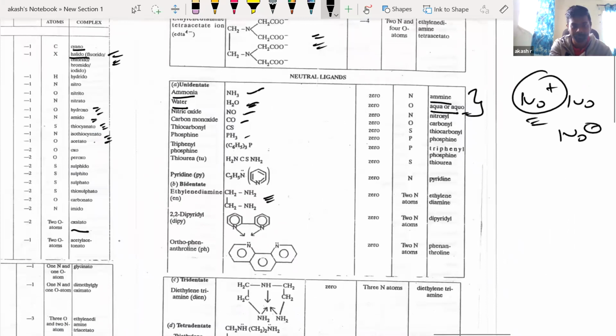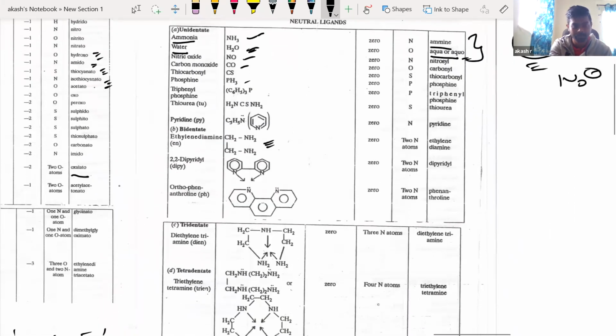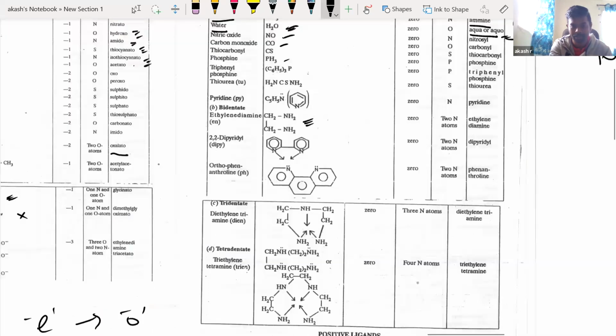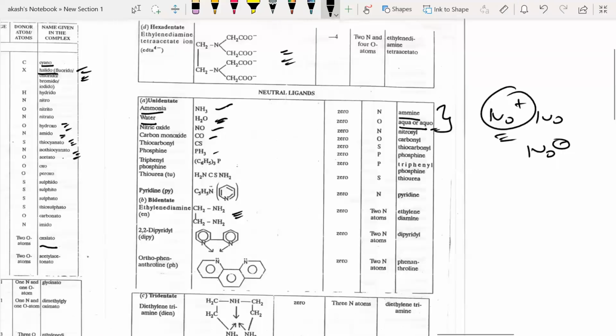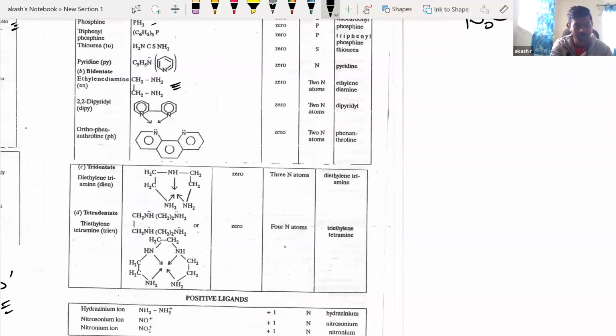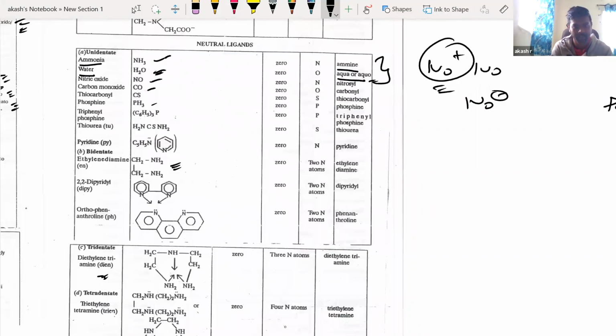Where are you? Did they give it here? Yes, ethylene diamine. It's there, but below bidentate, sir. We're reading bidentate. Yeah, ethylene diamine. This bidentate will be there. Bidentate ethylene diamine, but they have not given any symbol.